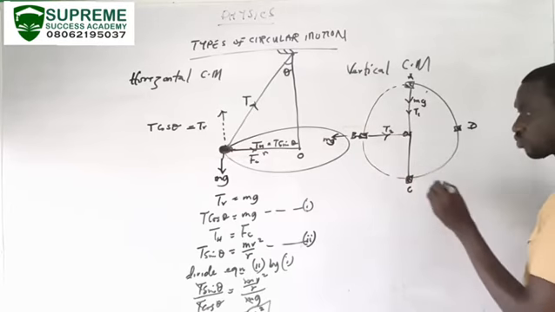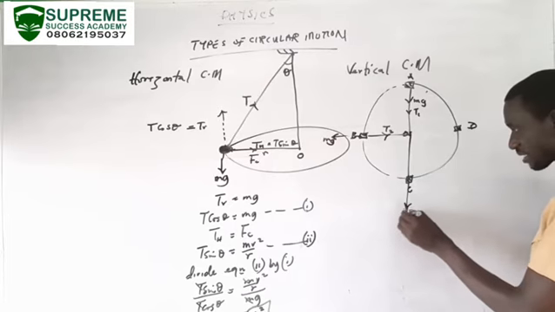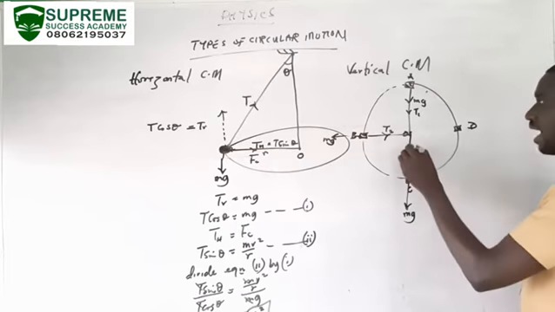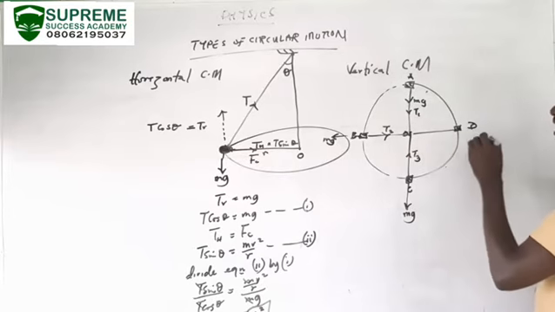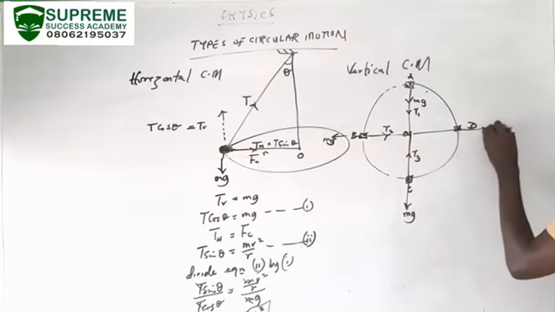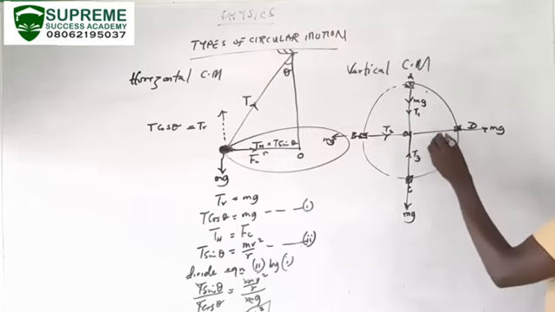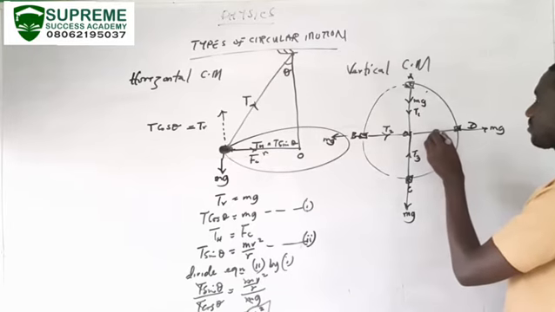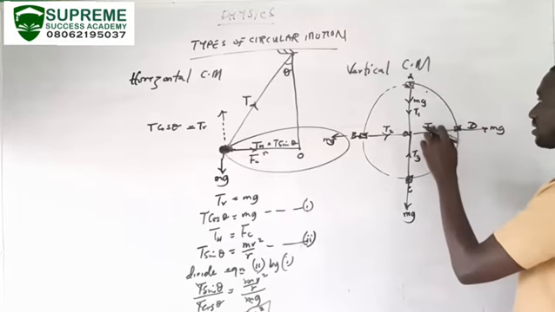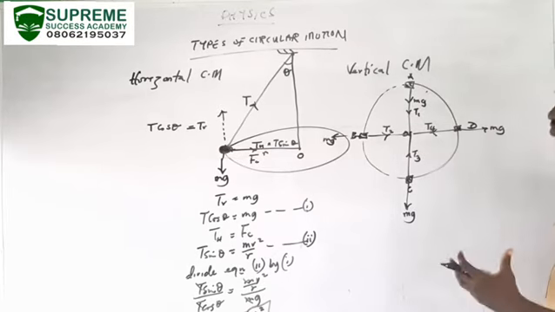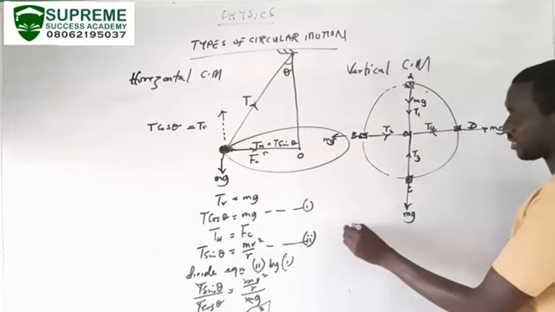When the object gets to point C, the weight will be acting vertically downward and the tension will be acting upward, let's call it T3. And on getting to point D, your weight will still be acting like this and your tension will be acting back like this. Let's call this T4.